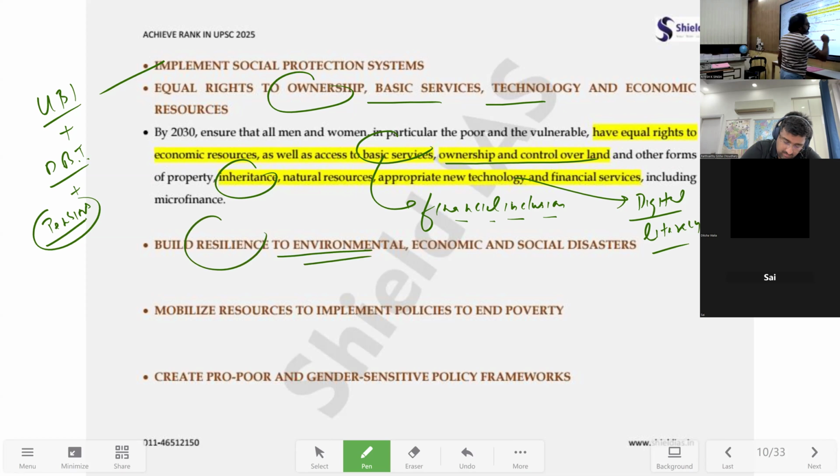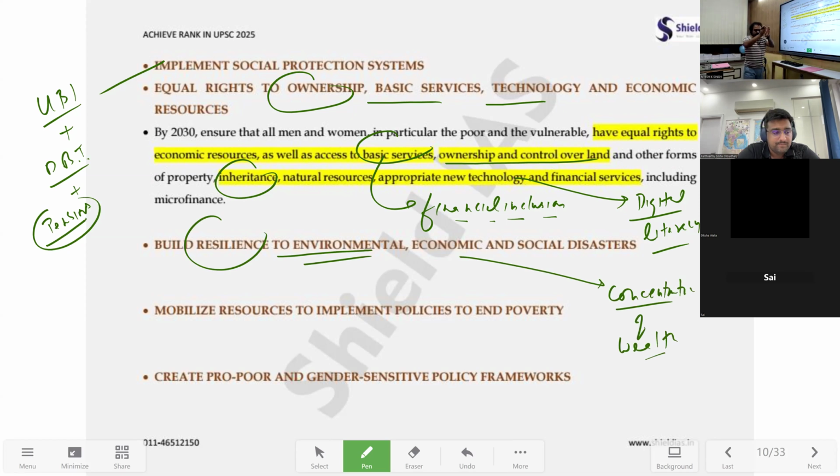Economic problems can be concentration of wealth. Concentration of wealth, yes. So that means we need to promote what? Inclusive growth. So what we should be promoting is inclusive growth. We should be helping the people to earn.